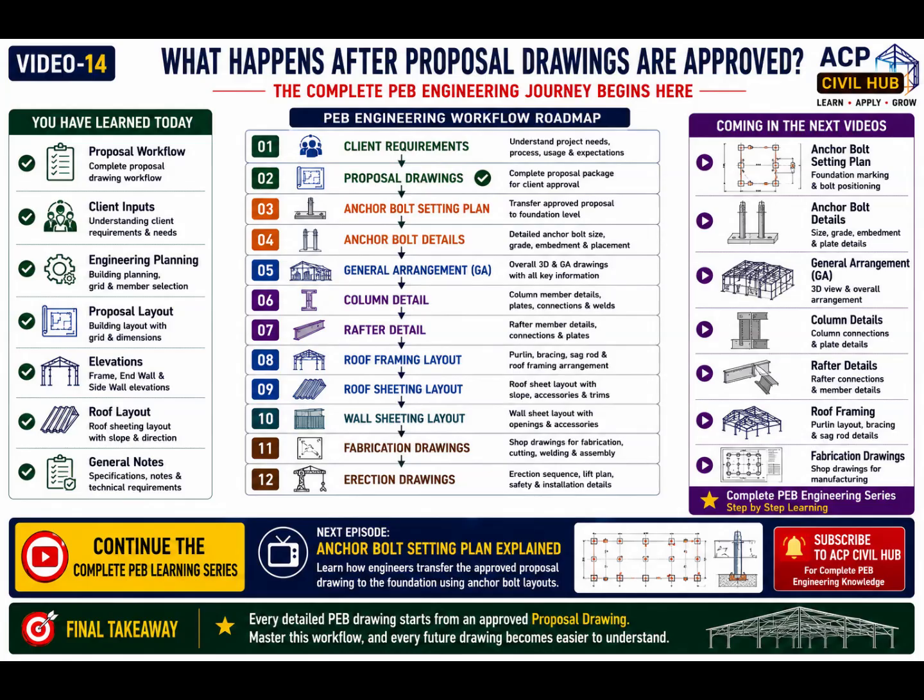Now you understand how proposal drawings are prepared in a real PEB project. But this is only the beginning of the engineering journey. Once the proposal is approved, engineers move on to the anchor bolt setting plan, anchor bolt details, general arrangement drawings, column details, rafter details, roof framing, roof sheeting, fabrication drawings, and finally erection drawings. In the next episode, we will learn how engineers transfer the approved proposal drawing to the foundation using the anchor bolt setting plan.